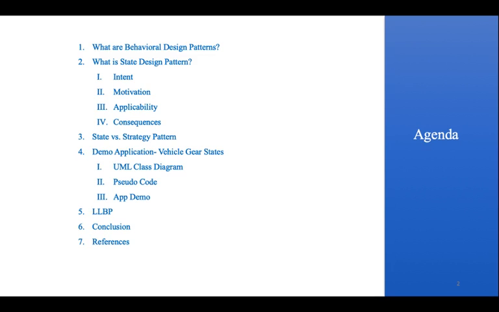In the beginning, we shall see some background of state design pattern followed by its intent, motivation, applicability, and consequences. Further, we will compare state design pattern with strategy design pattern. During the app demonstration, we will see the UML class diagram of the application, pseudocode, and the application demo. Finally, a brief on lessons learned and best practices, followed by the conclusion.